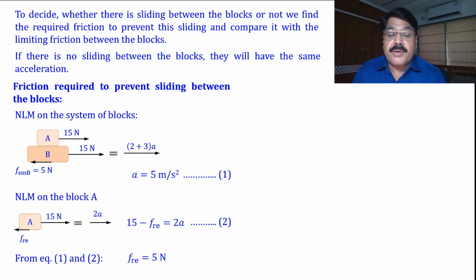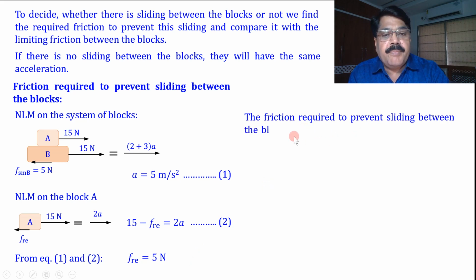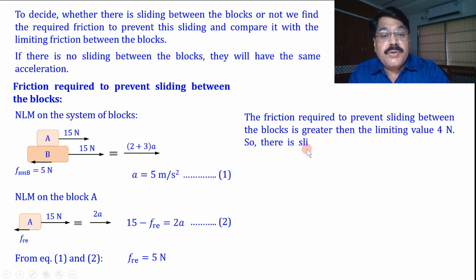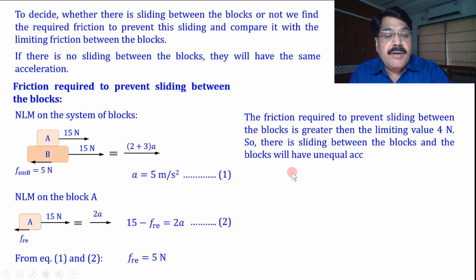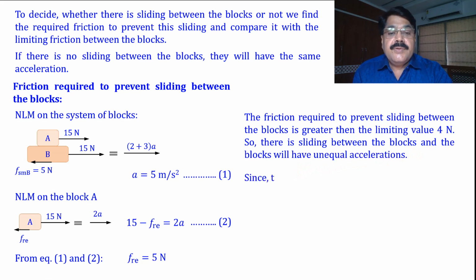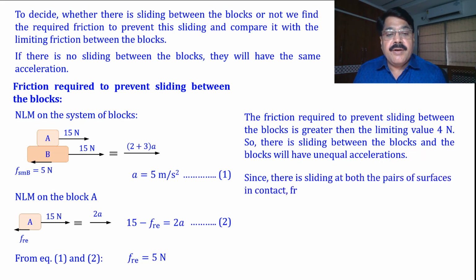So both the blocks have different accelerations. So we can apply Newton's law on them separately, and our friction will have its kinetic values. So what we can conclude, the friction required to prevent sliding between the blocks is greater than the limiting friction 4 Newton. So there is sliding between the blocks, and the blocks will have unequal accelerations. Since there is sliding at both the pairs of surfaces in contact, there will be kinetic frictions.